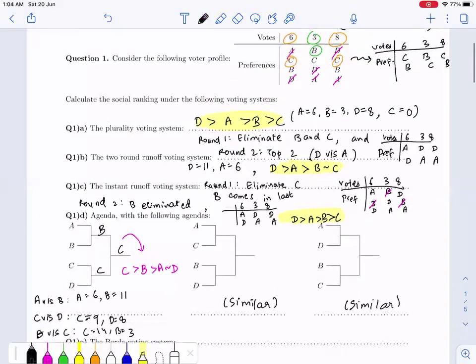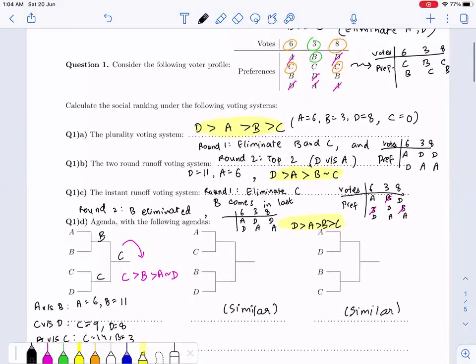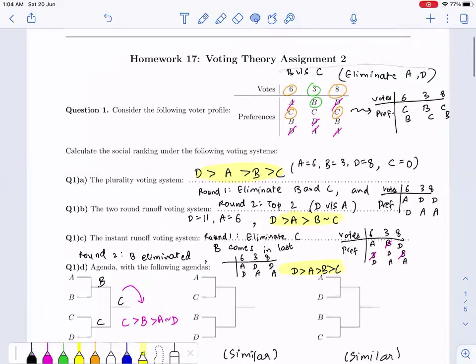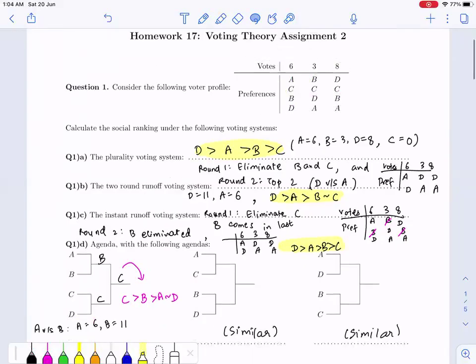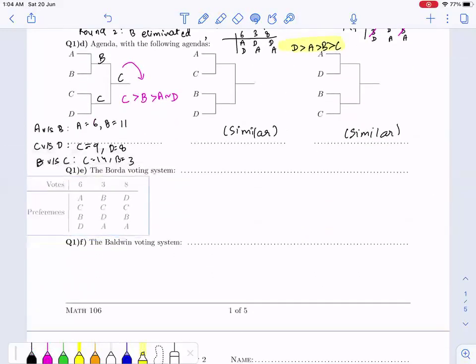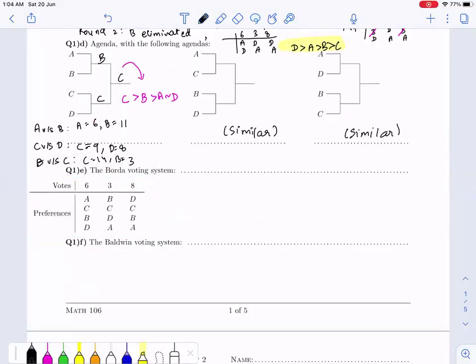Okay, let's do the Borda voting system. For that, I will copy down this here. This time you give points to preferences. So the least preference gets 0 points, the second last preference gets 1 point, the third last gets 2 points, and the top preference gets 3 points here.